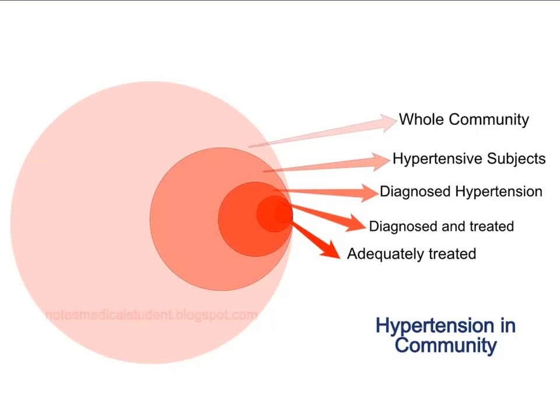Out of the whole hypertension subjects, half of them are diagnosed with hypertension and the other half are not diagnosed. Of those who are diagnosed, only half are treated. And of those who are treated, only half are adequately treated. So our burden is those diagnosed but not treated adequately, the second inner circle. It is a very important concept you need to remember, which might be asked in theory for sure.